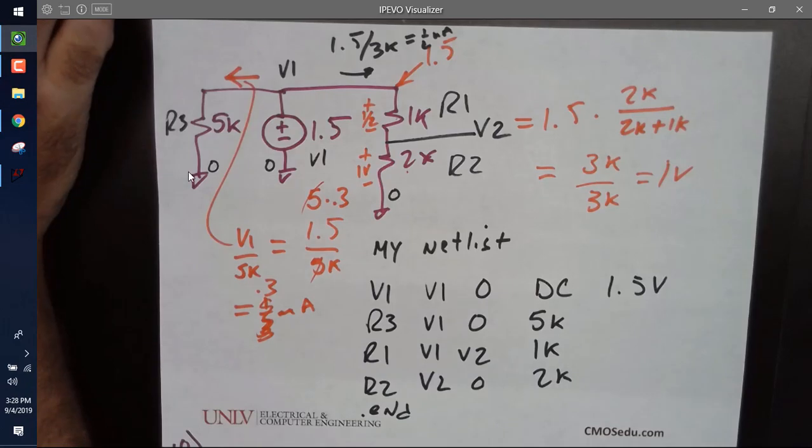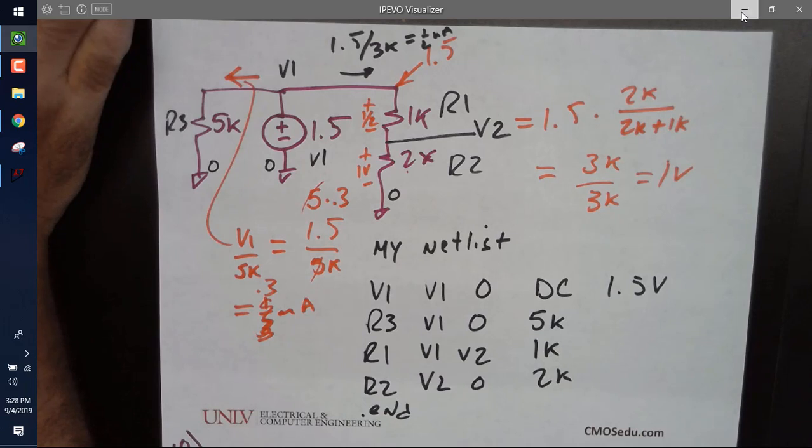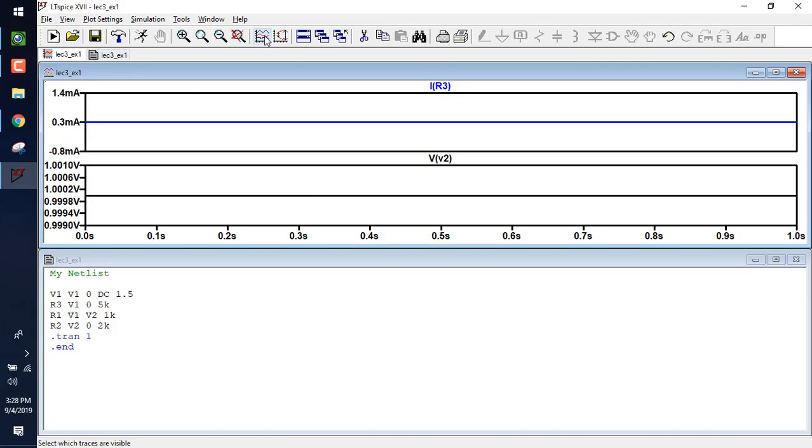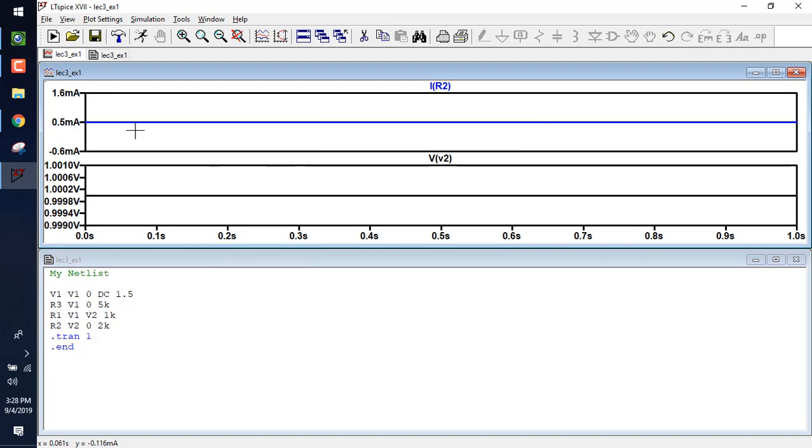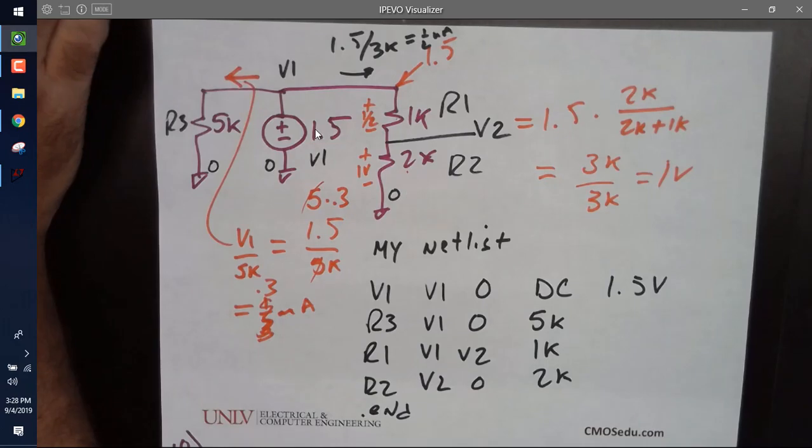All right. And then last but not least, we'll pick one of the currents through the other resistors. And it was 0.5 milliamps. So what do you think the current's going to be through the 1.5 volt voltage source? 0.3 plus 0.5 or 0.8? Let's find out.